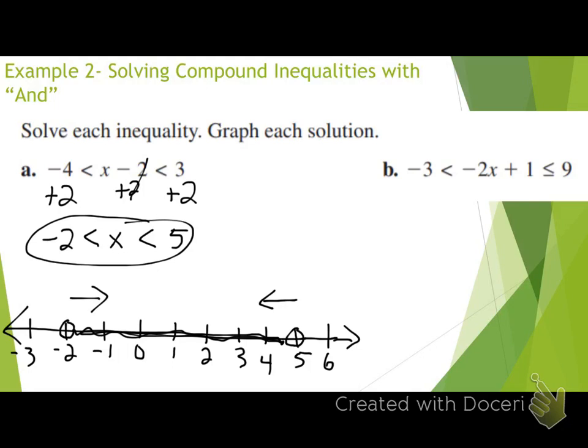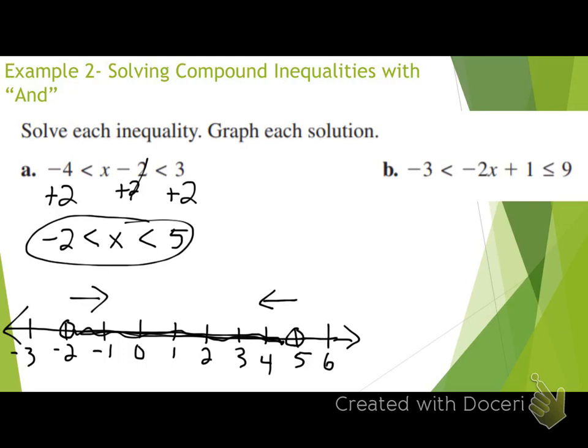Okay, letter B. Negative 3 is less than negative 2x plus 1 is less than or equal to 9. Once again, which type of inequality is it? And. It's got the variable between the two symbols. I know it's automatically and.